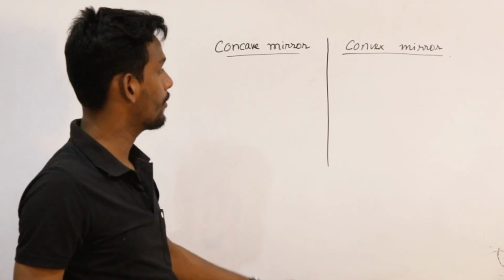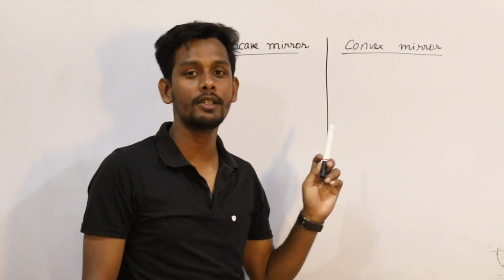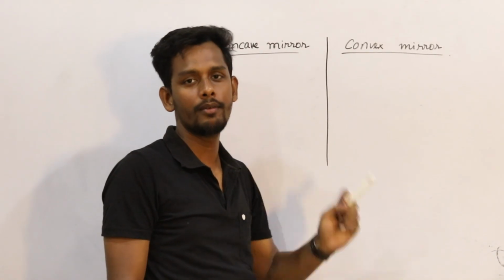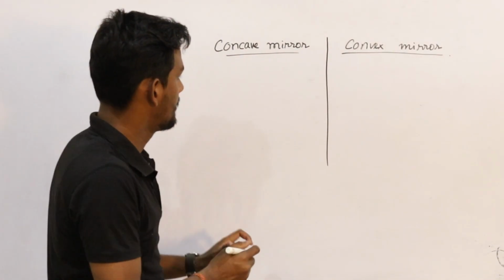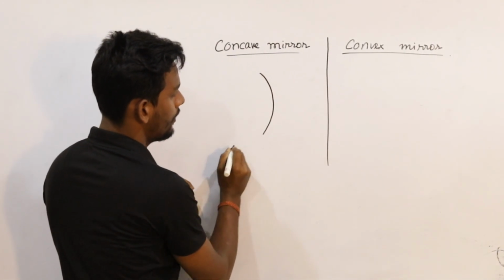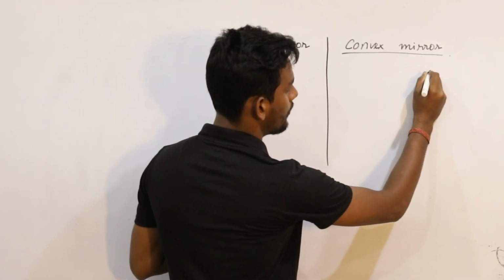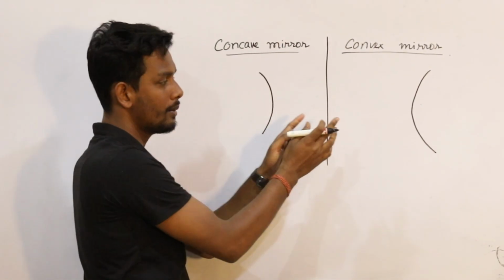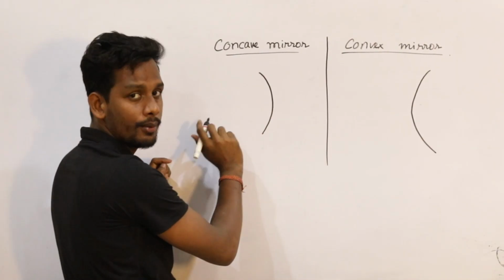So now we are going to discuss how the image formation. What is convex and what is concave mirror actually. See, this is the concave mirror. As we have discussed earlier, this is the concave mirror and this is the convex mirror. Now we have to distinguish them.